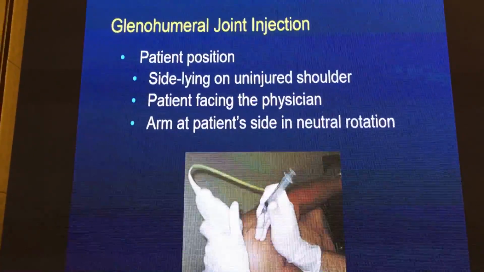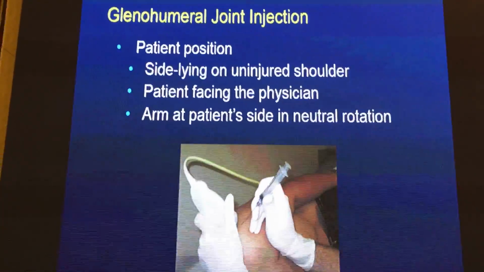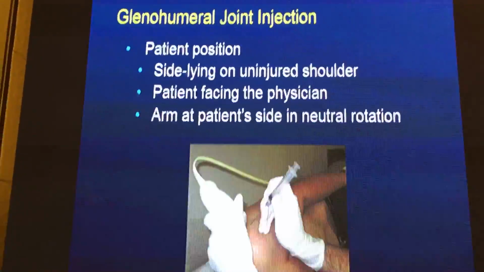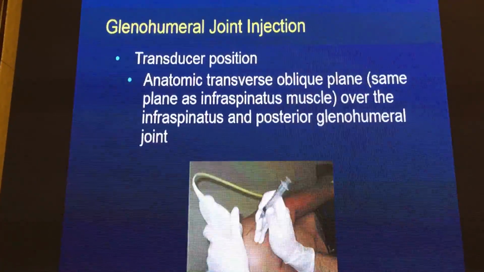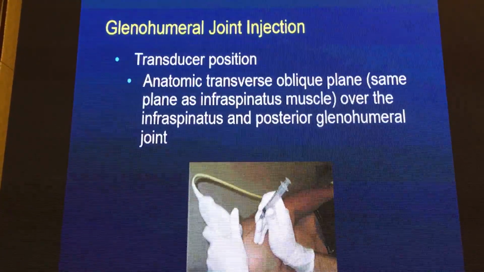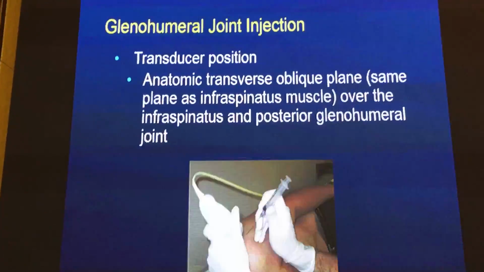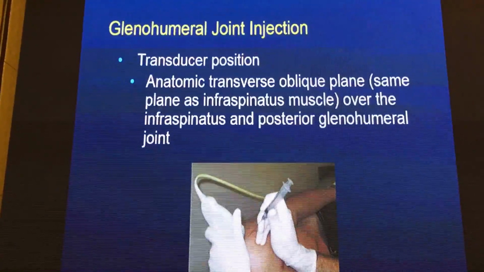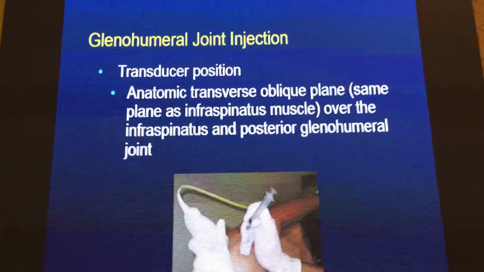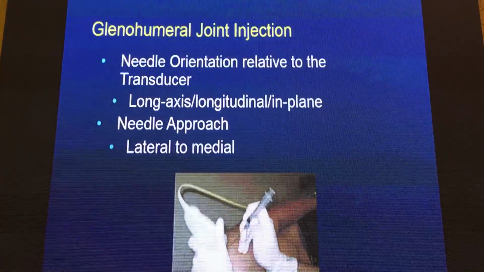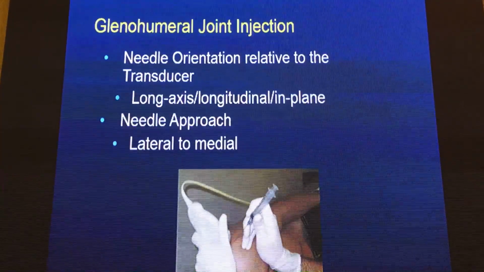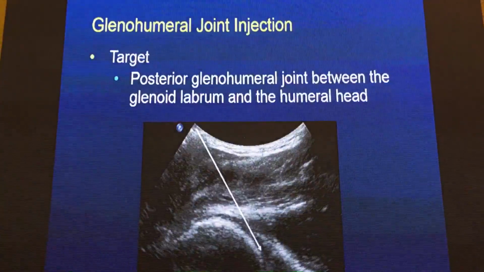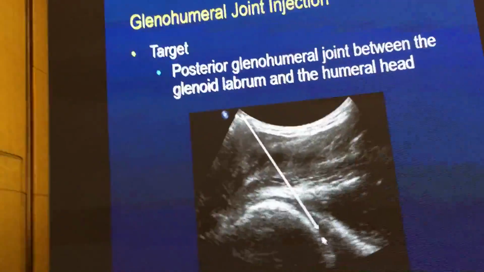The glenohumeral joint, I have the patient in a side-lying position, so they would be facing me, laying on their uninjured side. And I put the transducer on the posterior aspect of their glenohumeral joint in an anatomic transverse plane. It essentially is in plane relative to the infraspinatus. And then I'm going to take the needle in plane relative to that transducer from lateral to medial, and I'm going to guide it into the posterior aspect of that glenohumeral joint.